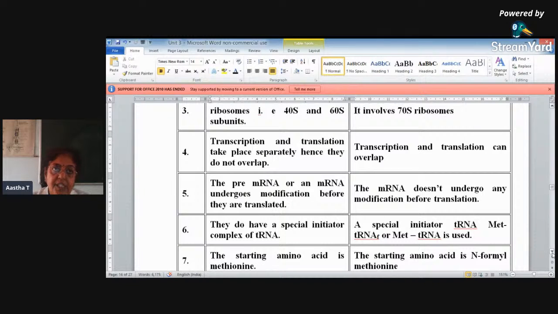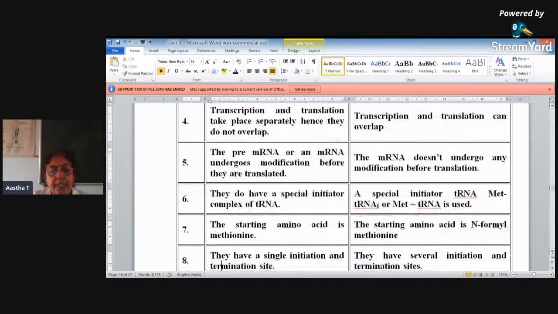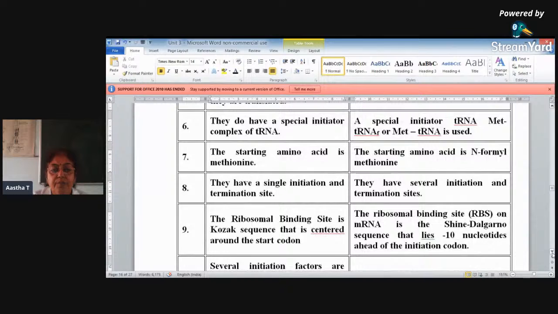No special initiator complex is formed in case of eukaryotes, but in case of prokaryotes, a methionine tRNA complex is formed. The starting amino acid is methionine in case of eukaryotes. It is N-formyl methionine in case of prokaryotes.